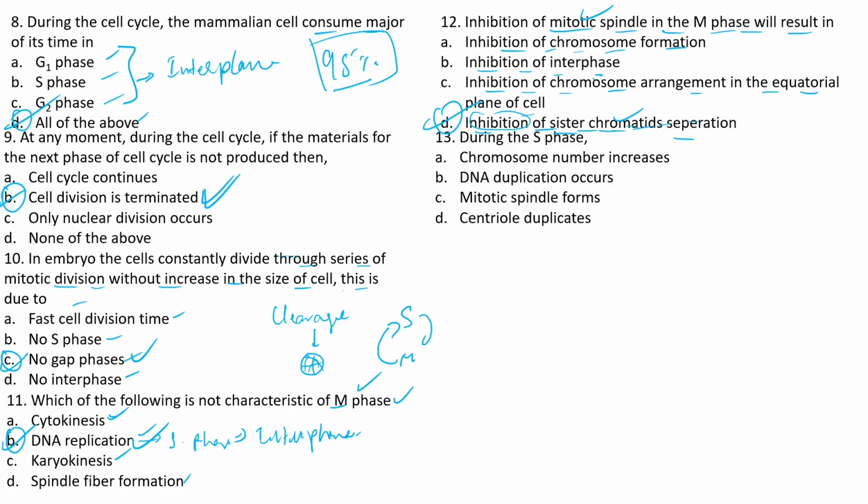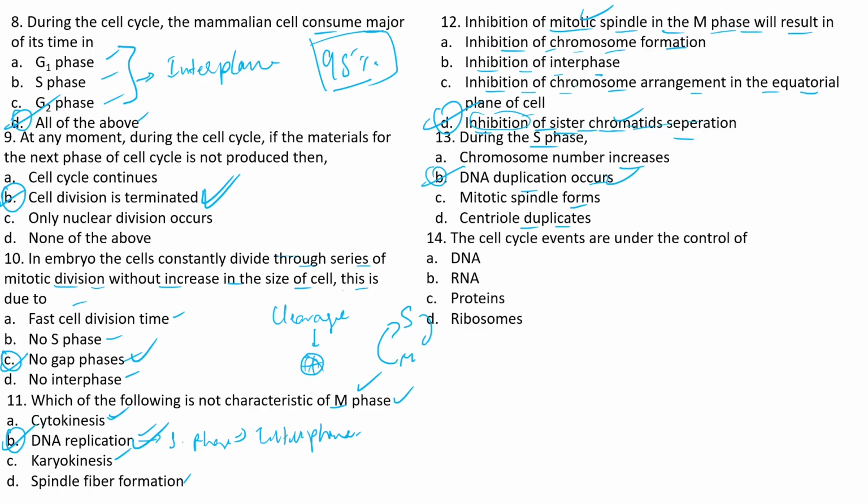The next question: during the S phase, the chromosome number increases, DNA duplication occurs, mitotic spindle forms, or centriole duplicates. So it's a very easy question. S phase is mainly involved in DNA replication. Yes, B is going to be your right answer.